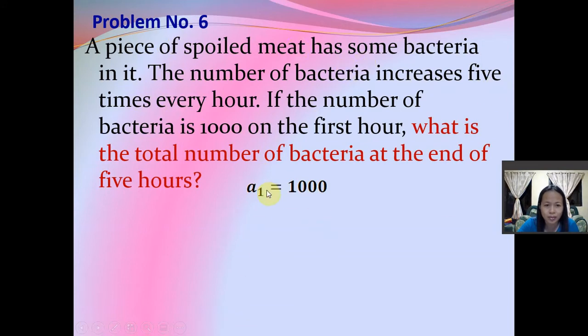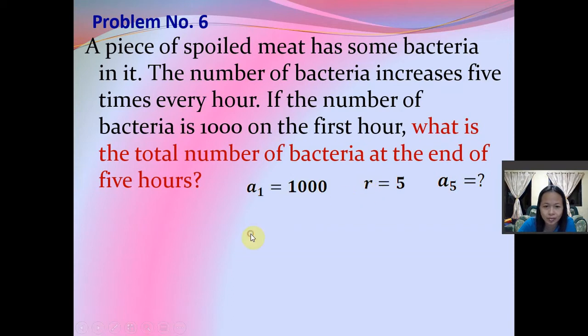So if our first term is 1,000, or if in the first hour we have 1,000 bacteria, on the second hour it will become 5,000, since every hour it increases by 5 times. So our first term here is 1,000, our common ratio is 5. And we are going to look for a sub 5, or the 5th term, or the number of bacteria after 5 hours.